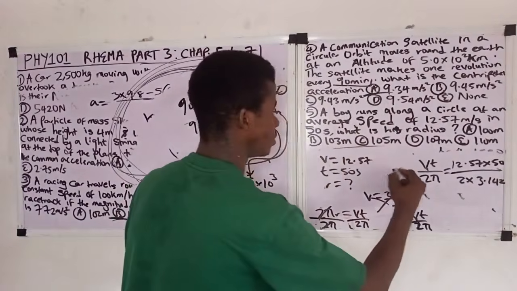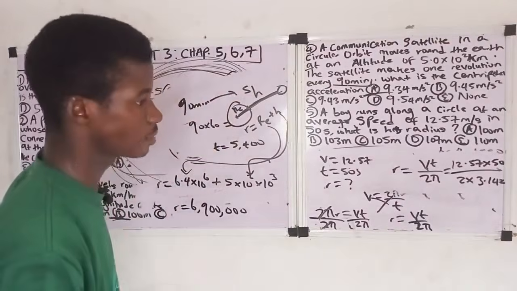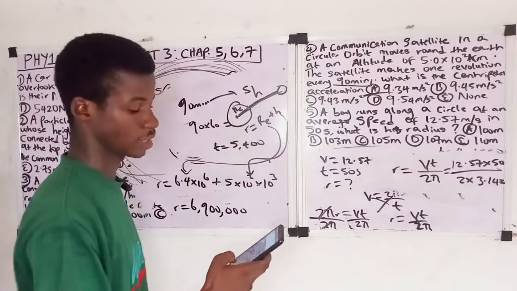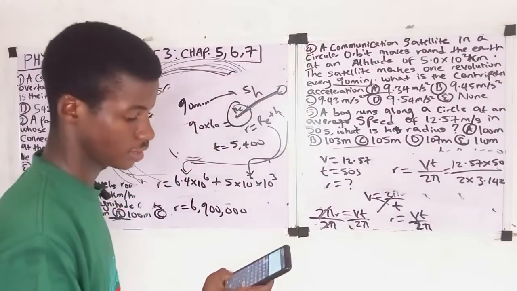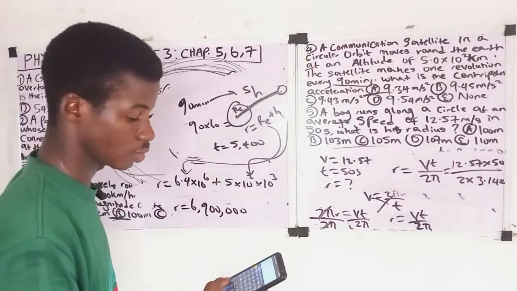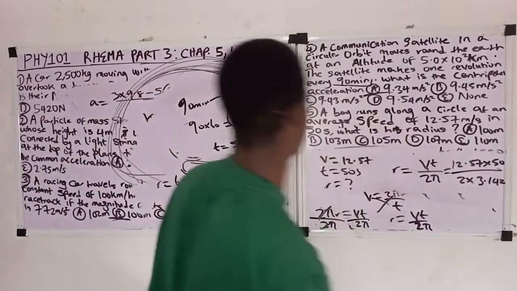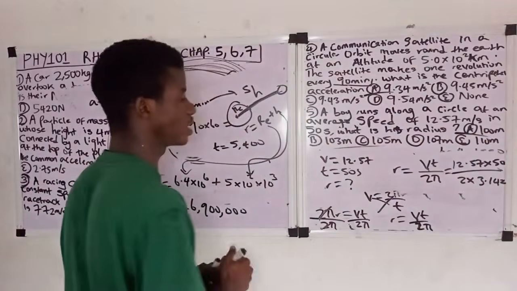So let's do it so that we get the radius. Very easy. Everything will be 12.57 times 50, divided by 2 times 3.142. So our answer is 100. So the answer is A. Yes, 100. So it's very easy, okay?